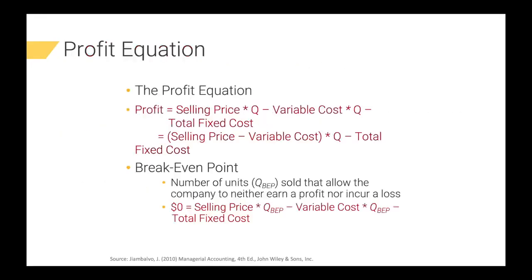So what you're doing in this profit equation is you're taking your income and you're subtracting the cost of doing business, and then you're also subtracting the cost of making your products. The break-even point will tell you the number of units that you would need to sell for your company to break even. So that would be not incurring a loss or not incurring any profit.